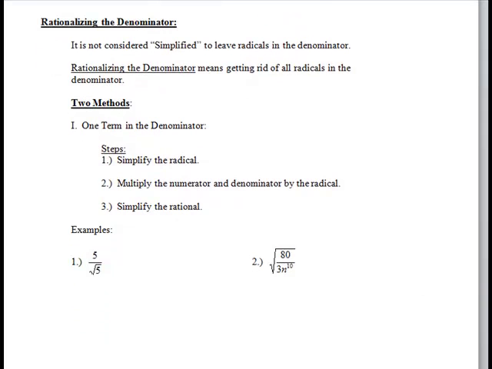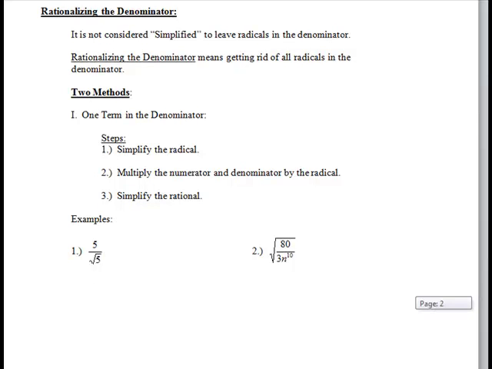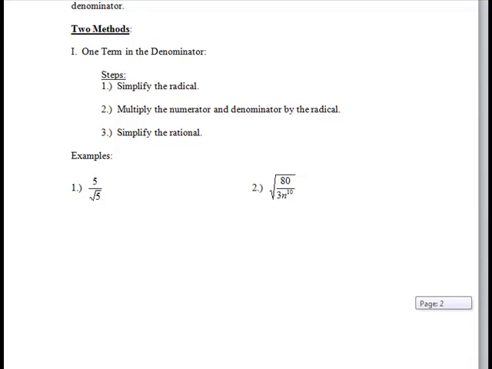The next step, working with these radicals, is called rationalizing the denominator. From this point forward, we want to make sure we never leave a radical in the denominator of a fraction. It's not considered simplified. So if we have a radical in the denominator, we need to get rid of it. The process for getting rid of radicals in the denominator is called rationalizing the denominator. And there are going to be two methods for doing that, depending on how many terms are in the denominator. The first method is if we only have one term in the denominator.